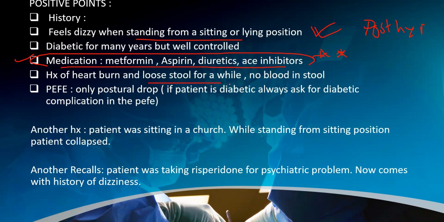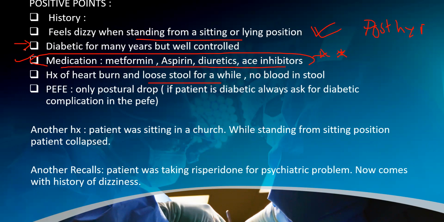Sometimes if you get a patient who is diabetic, it can be related to autonomic neuropathy causing postural hypotension. In this case also you have found out the patient has been diabetic for many years. Then you need to go into detail: how long have you had this diabetes, what is your usual baseline blood sugar level, do you know your HbA1c? Is your blood sugar well controlled? What kind of medications are you taking for your diabetes?